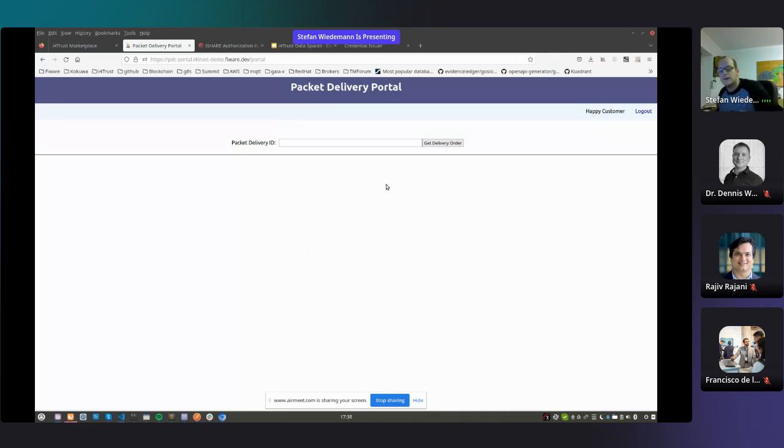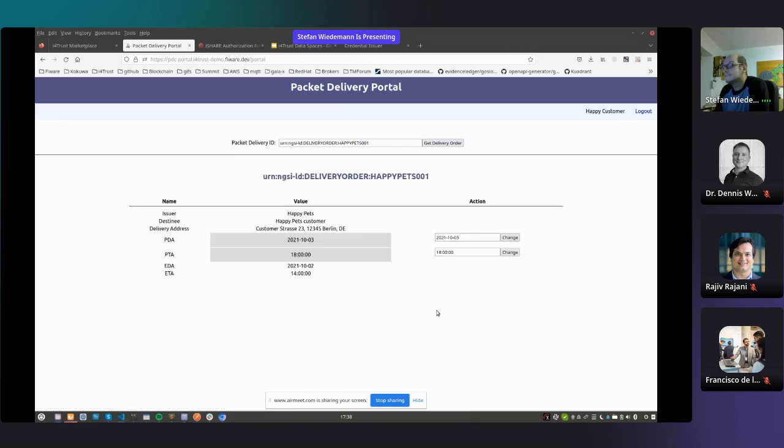Because in the backend, the verifiable credential is now validated and exchanged through a JWT token that is then used by the portal application to connect through Kong with its downstream services. What I can do here now is basically exactly the same that Dennis showed you. Actually, we can see now here that we are logged in as Happy Customer, which was the name I added in the credential. When I now also do get on the Happy Pets, I get my delivery order, and I can also change this because I'm a gold customer.